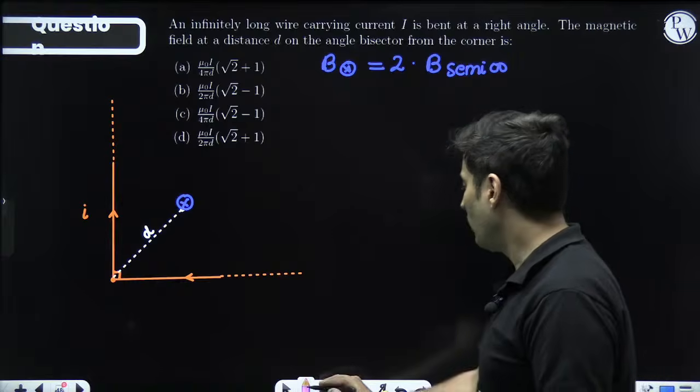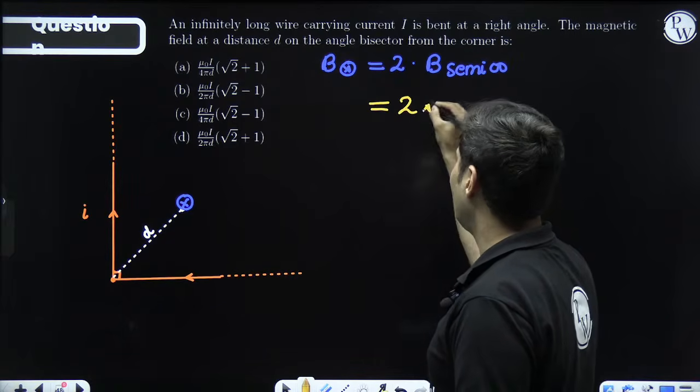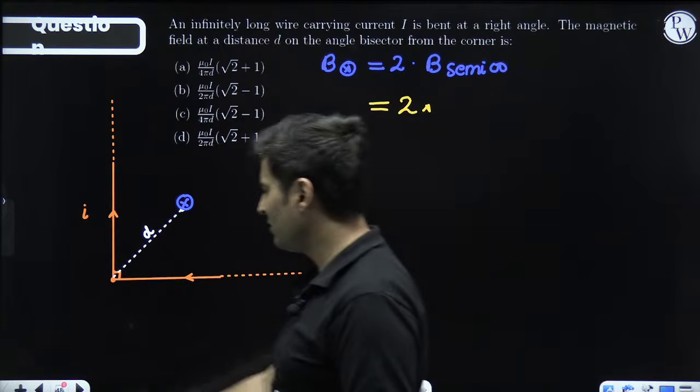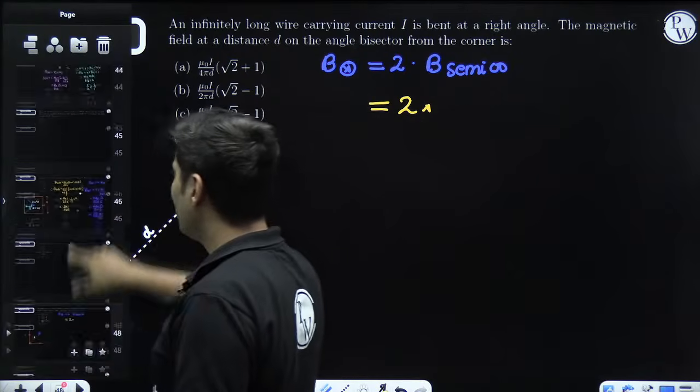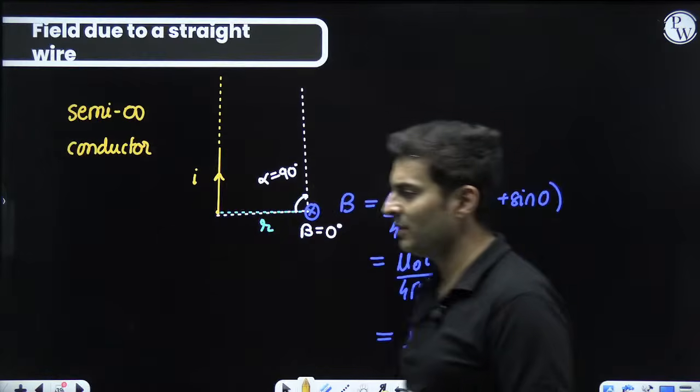Alright. So what is the magnetic field due to a semi-infinite wire? We just figured it out sometime back over here. Although I told you don't remember it, I'm just going to go back because I don't want to repeat the same steps again.